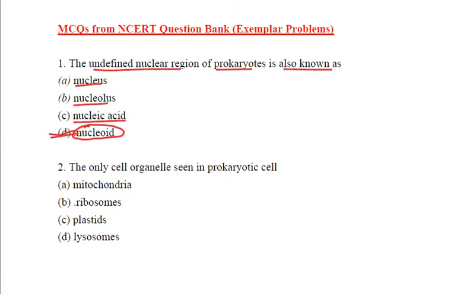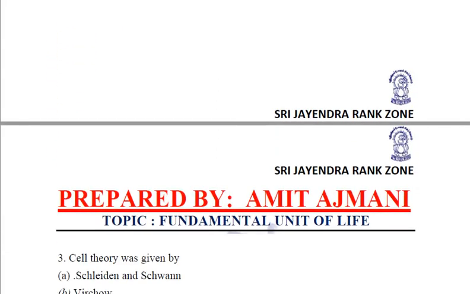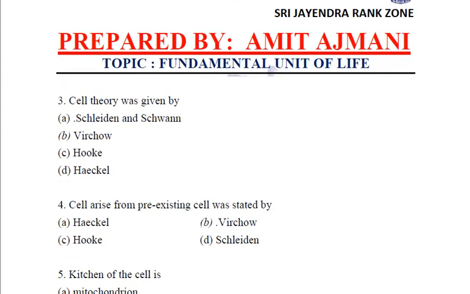Fine. Second question is, the only cell organelle seen in prokaryotic cell. There are four options given to us: mitochondria, ribosomes, plastids, and lysosomes. Out of these, the only cell organelle seen in prokaryotic cell are the ribosomes. Okay, these are the cell organelles which are seen only in prokaryotic cells.